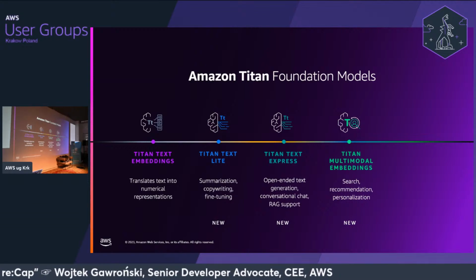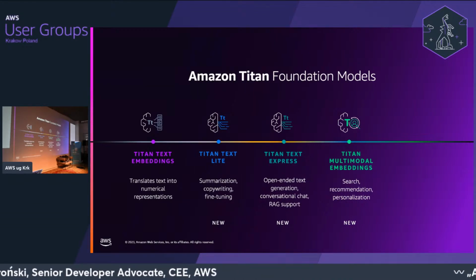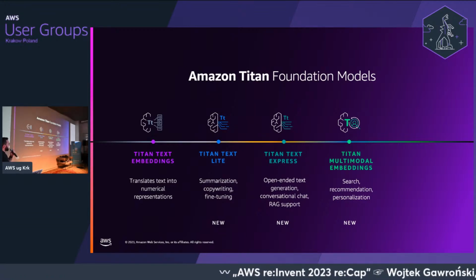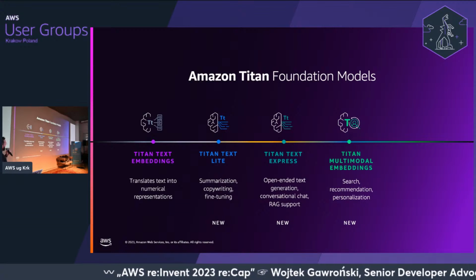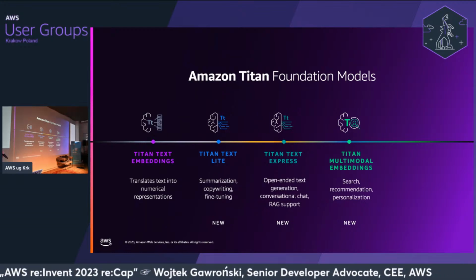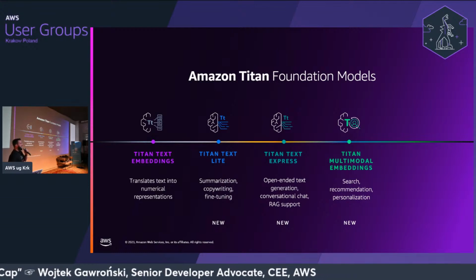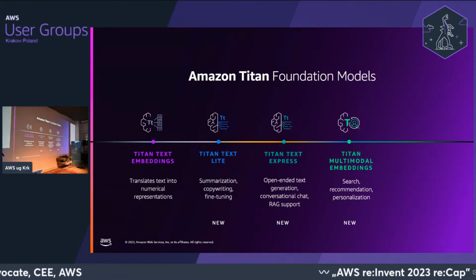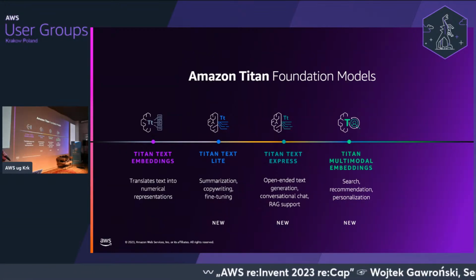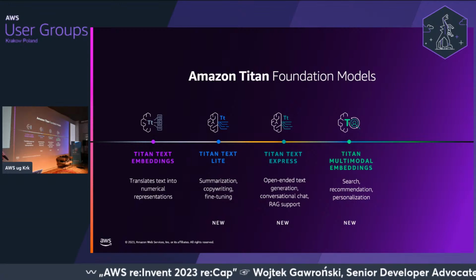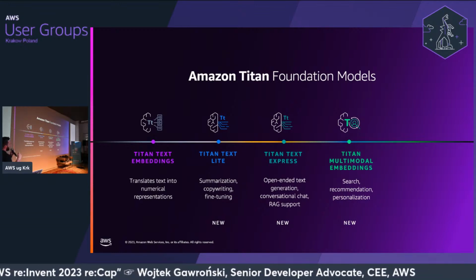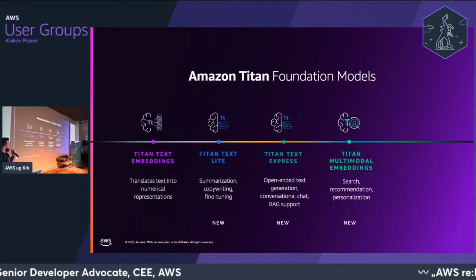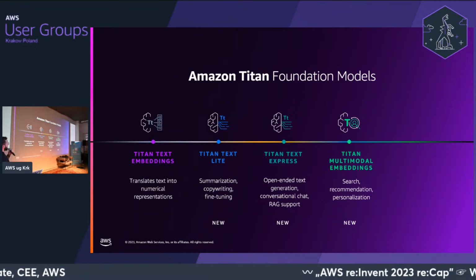So first things first, there's Titan Text Lite and Titan Text Express. Those are different sizes of the same model. Lite is smaller than Express, obviously, as the name suggests. So essentially, Express allows you open-ended text generation and conversations. It has retrieval augmented generation support. Lite is smaller, cheaper, and faster in the sense that it answers faster. But at the same time, it has a much smaller context window, and it's not as big as Titan Text Express. And there were additional embeddings announced, this time multimodal.